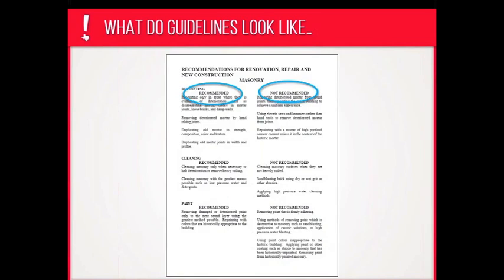Some cities use the recommended, not recommended format, as you can see here. This example is from Seguin. This format still has the typical components covered on the previous slide, but it puts more emphasis on what to do and what not to do. For instance, it is recommended that old mortar is duplicated in strength, composition, color, and texture. It is not recommended to repoint with mortar of high Portland cement content unless it is the content of the historic mortar.